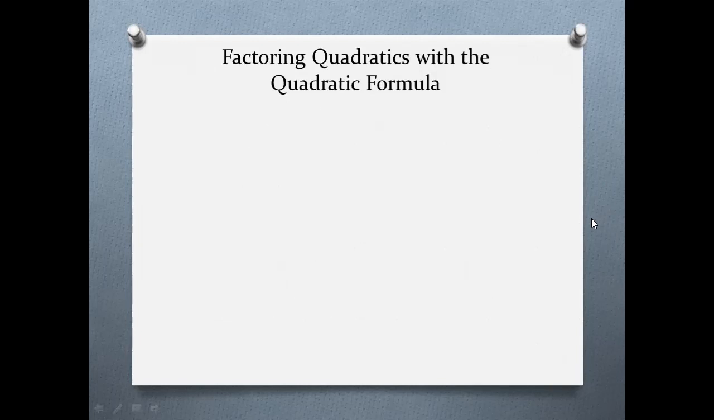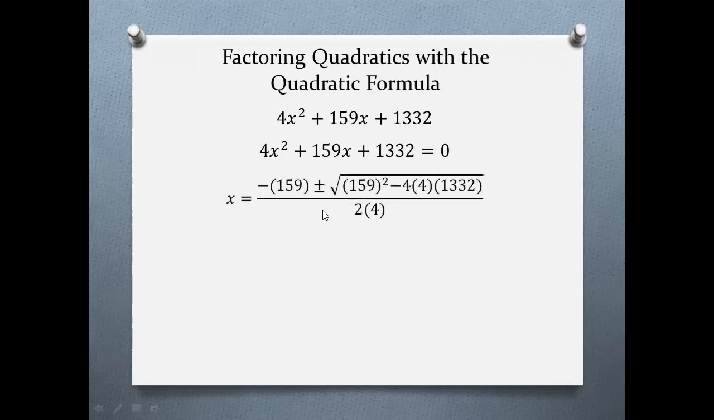Now let's check out another example. Suppose we have 4x squared plus 159x plus 1,332. If we use the same method for this one, we would set the expression equal to 0. Then we would use the quadratic formula to find the solutions to the equation. So we get x is equal to negative 111 over 4, or x is equal to negative 12.